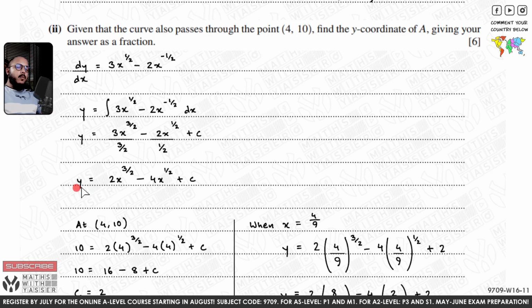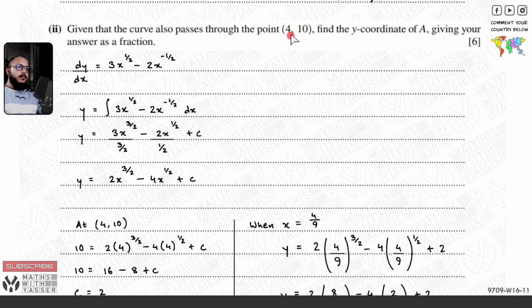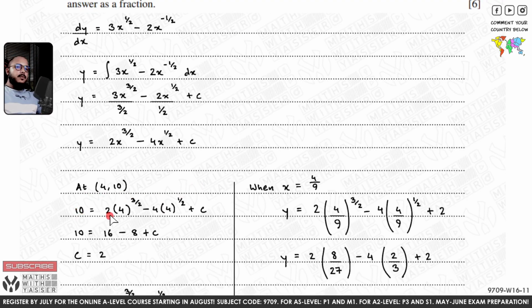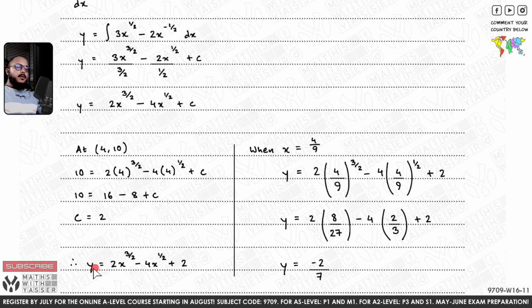Simplifying this, we get y equals 2x to the power 3 by 2 minus 4x to the power half plus c. Now let's substitute this value of x and y into this equation to find the value of the constant c. So 10 equals 2 times 4 to the power 3 by 2 minus 4 times 4 to the power half plus c. So 10 equals 16 minus 8 plus c, therefore c must be 2. So the equation of the curve must be y equals 2x to the power 3 by 2 minus 4x to the power half plus 2. Now we have the equation of the curve.